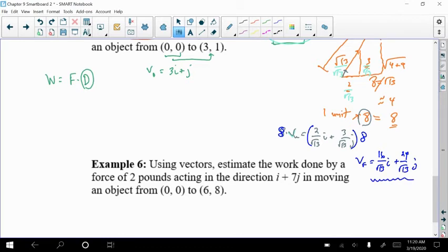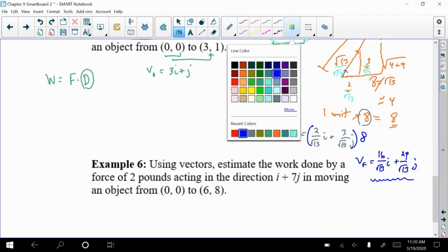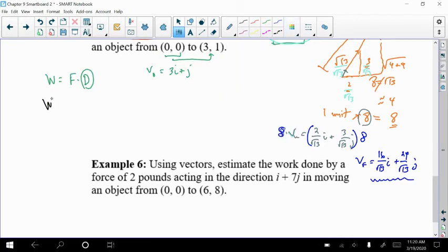So then I come back over to my work example, and I know that work is equal to the force, which I had. I'm thinking Star Wars, the force be with you. I know, really cheesy. It's not going to get any better today. I'm so sorry. 16 over root 13 i plus 24 over root 13 j.